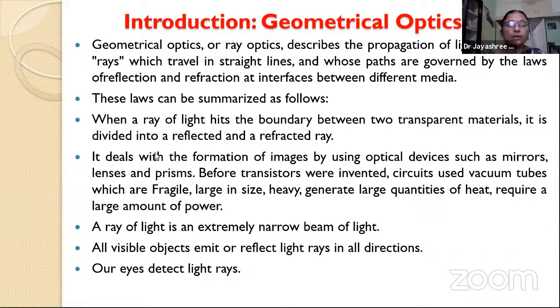The second one deals with the formation of images by using optical devices. The second thing in geometrical optics is that sometimes the image gets formed here, but at the same time we have to use different optical devices. What are those optical devices?